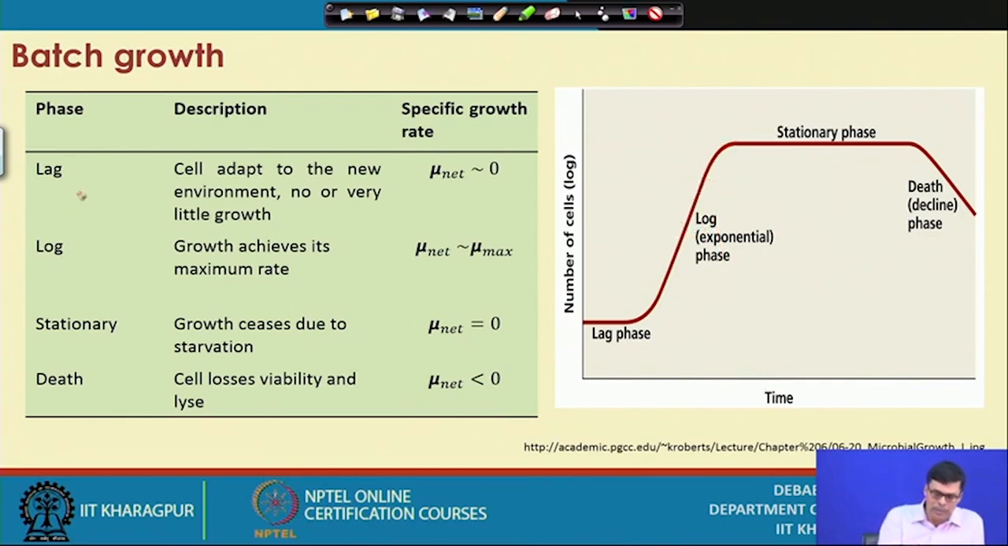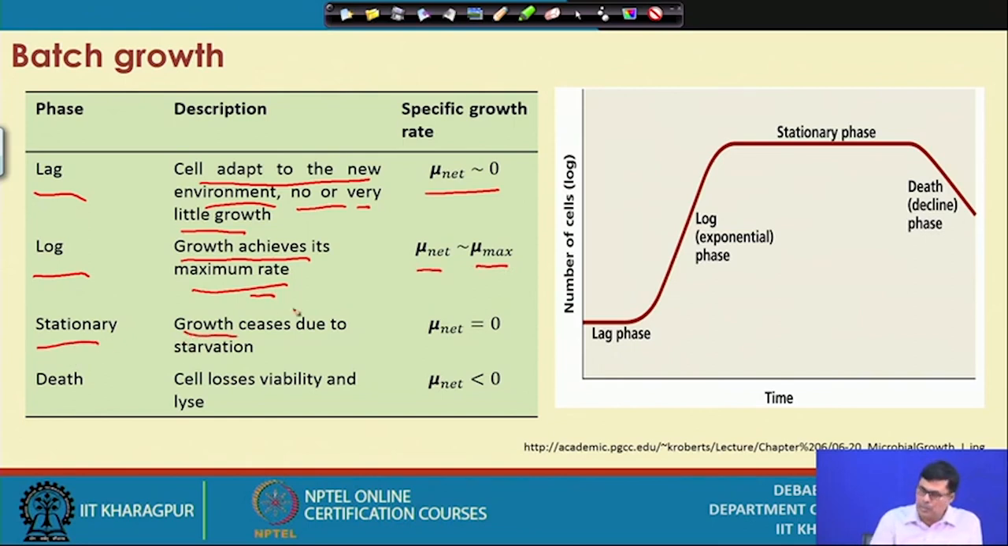Now here what we have written: in the lag phase, the cells adapt to the new environment and no or very little cell growth takes place, so mu net is approximately equal to zero. Log phase, the growth achieves its maximum. This we consider as the active phase, where mu net equals mu max. And the stationary phase, what we call the starvation phase, due to starvation, mu net equals zero. Rate of growth is equal to the rate of death of the cell. And in the death phase, the cell loses viability and lysis takes place, so mu net is less than 0.